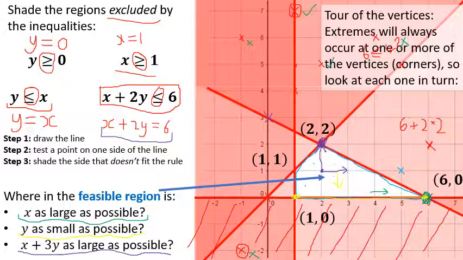If we're at the point 1, 0, x add 3y is going to be 1. 1 add 3 nothings. At the point 1, 1, x add 3y gives 4. At the point 2, 2, x add 3y gives 8, as we saw. And at the point 6, 0, x add 3y gives 6. Having calculated them all, we can see which one is the best. 2, 2 gives a value of 8, therefore that one is the very best.